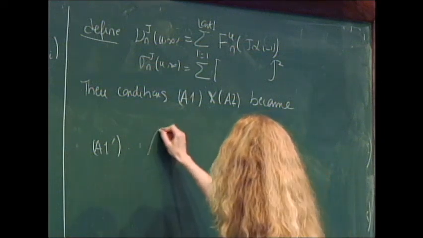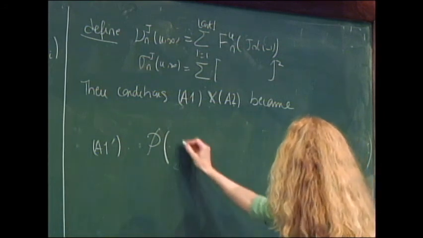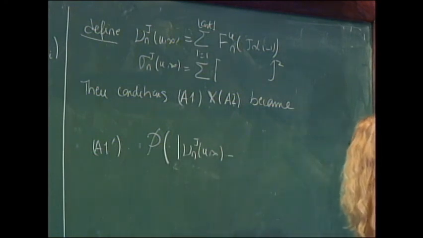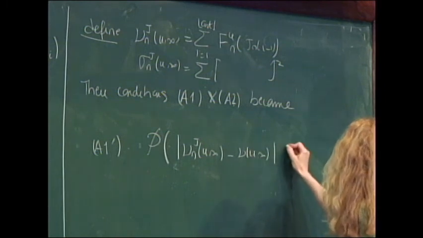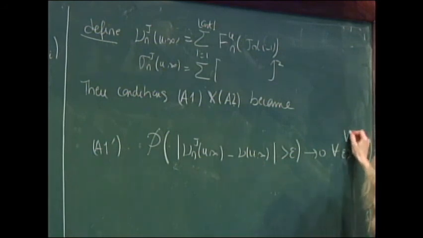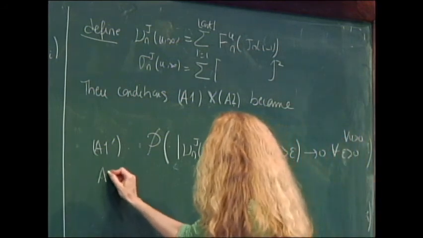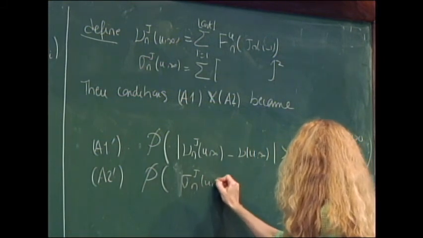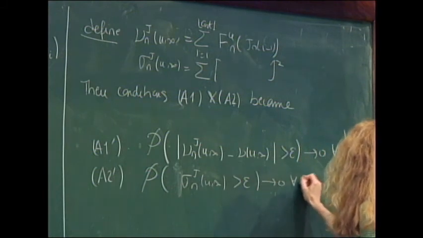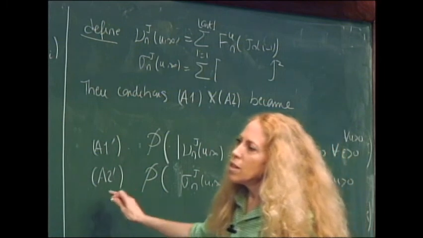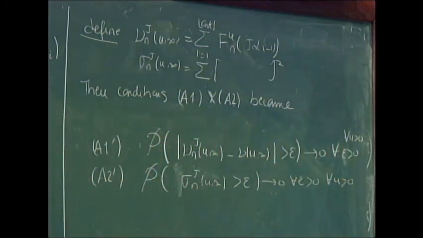So the first condition A1 becomes that the probability that |ν_n^J(u,∞) − ν(u,∞)| is larger than epsilon goes to 0 for all epsilon positive and all u positive. And the second condition becomes the probability that σ_n^J(u,∞) is larger than epsilon goes to 0 for all epsilon positive and all u positive. And these conditions are, of course, stated for given sequences, for a given ν measure, and for given sequences a_n and c_n.